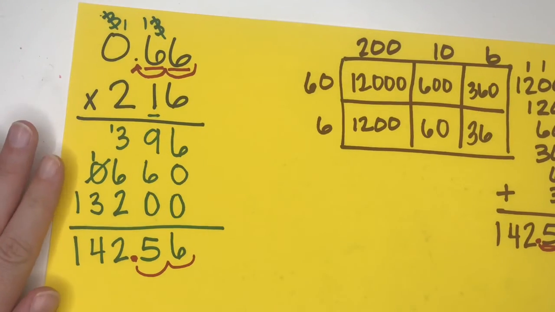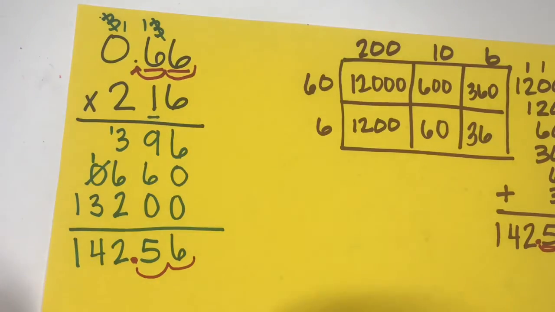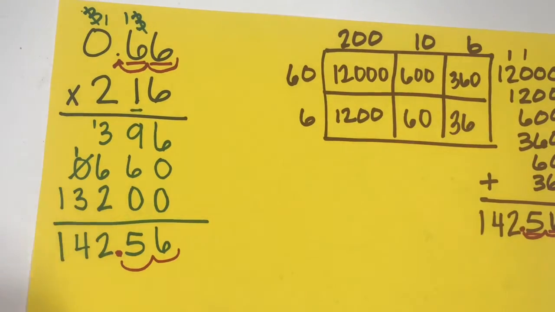All right, so there we go. This is how you do a 2-digit times 3-digit. You can do it as an area model or as an algorithm.